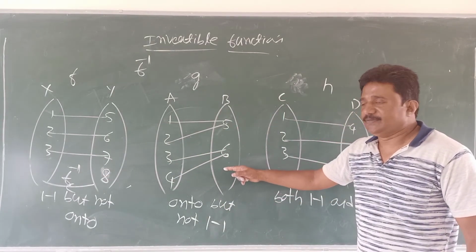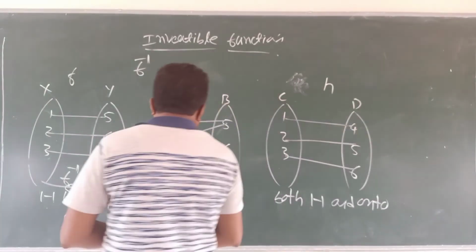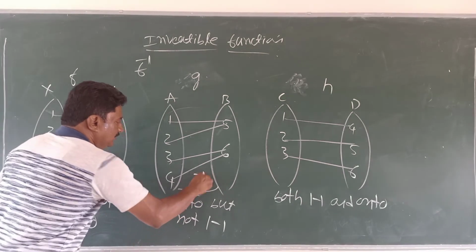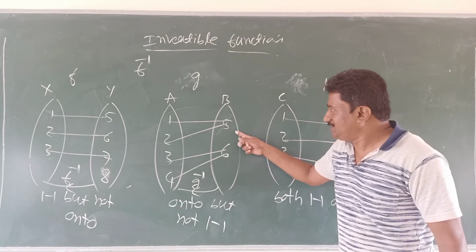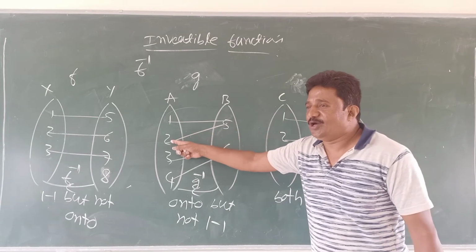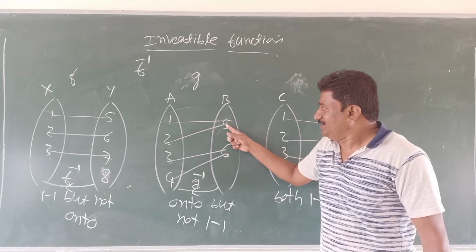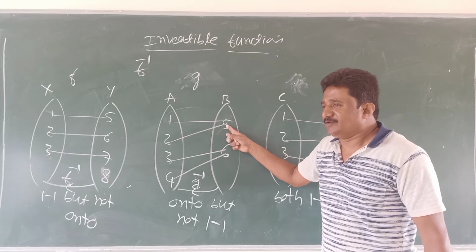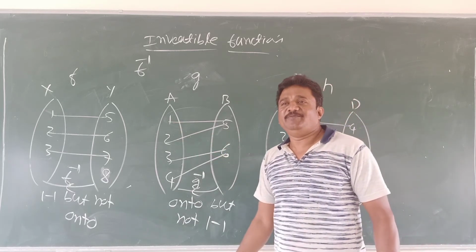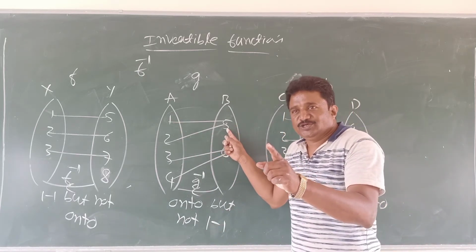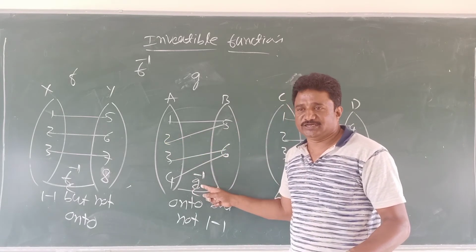Come to here, students. So write G. Let us think of inverting this, G inverse. Now this is the domain, and this is the codomain. Look at this, friends. Here one element is having two images. Every element of the domain should relate to one and only one element of the codomain. So again, G inverse is not a function.